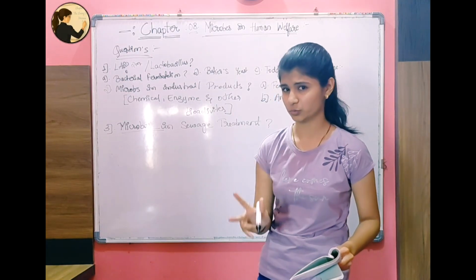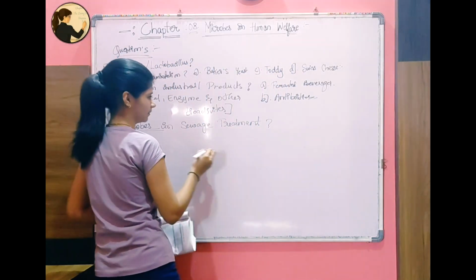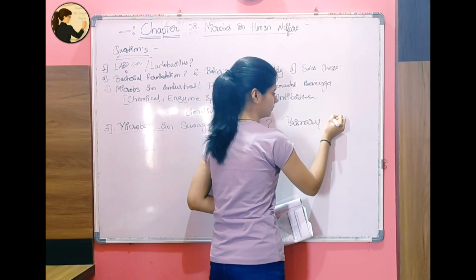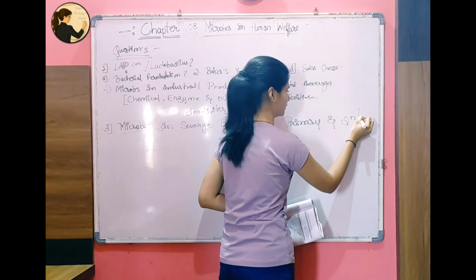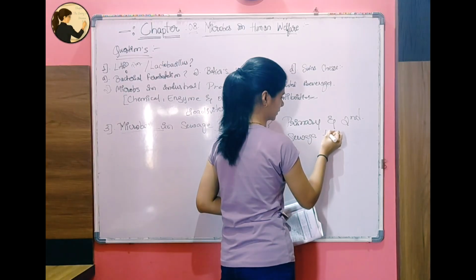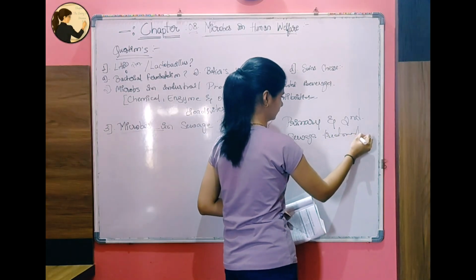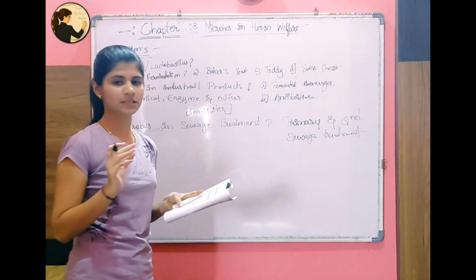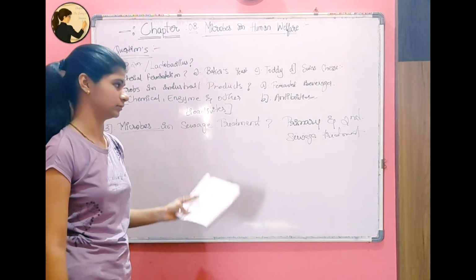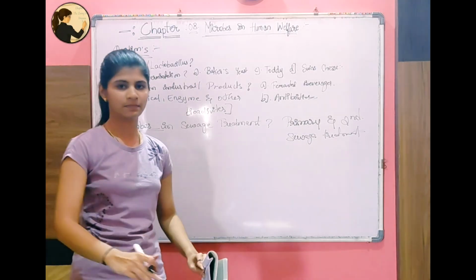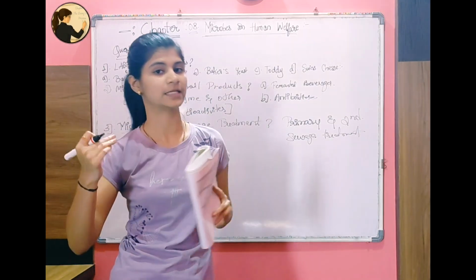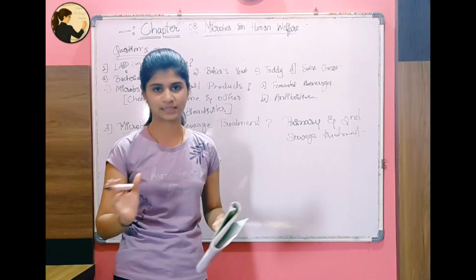Now there are two types of sewage treatment. I am writing here, primary and secondary sewage treatment. This is a really important 5 marks question, definitely coming, 100% question. Sewage treatment, primary and secondary. First of all, you have to write the definition of sewage treatment, and then about the primary and secondary, the definition with the example you have to write.